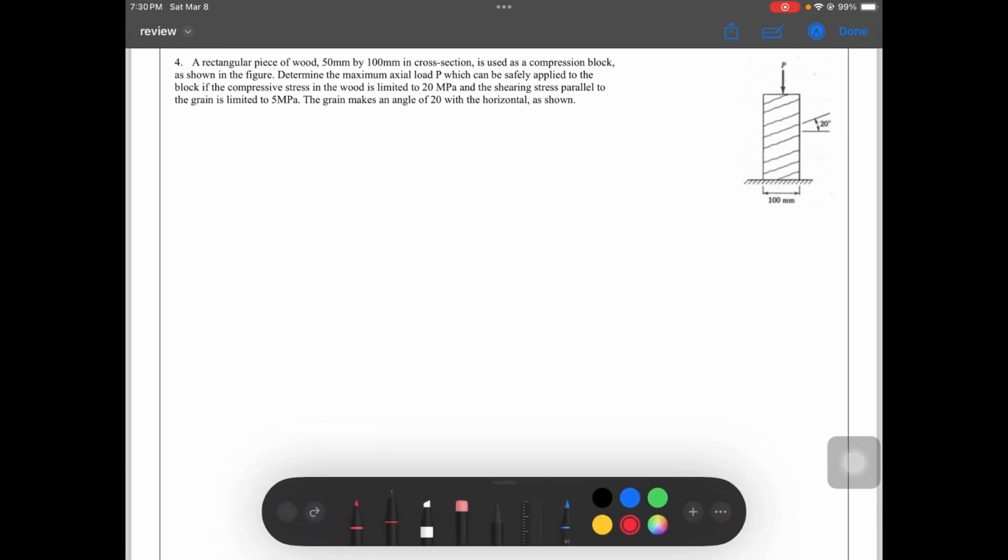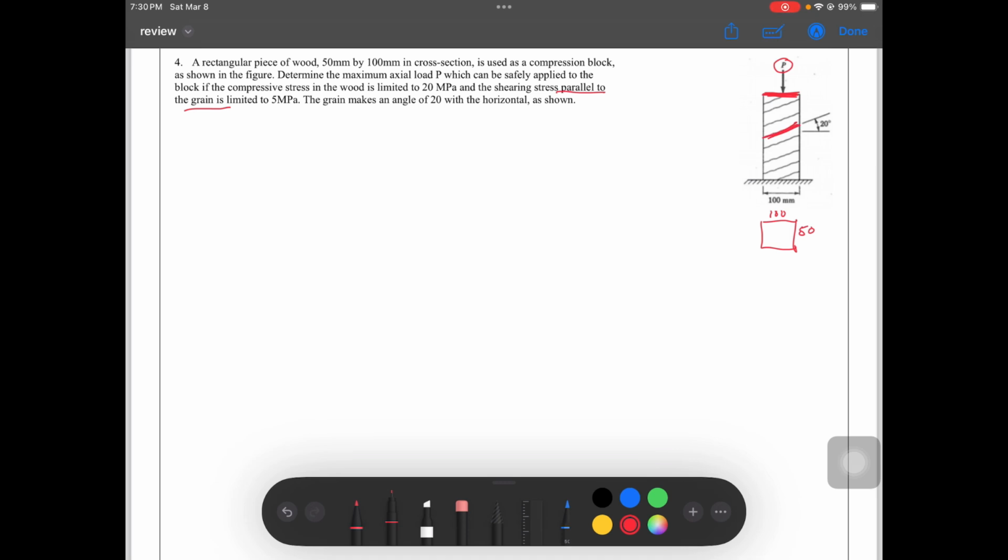Okay, so we have the rectangular wood. Ang section niya is 150 mm. So, meron siyang compressive stress which is 20 MPa. So, itong 20 MPa, hindi siya dun sa parallel to the grain. It is the compressive stress of the wood lang mismo at this section. Itong 5 MPa, this is the shearing stress parallel to the grain. Ito yung shearing stress dito.